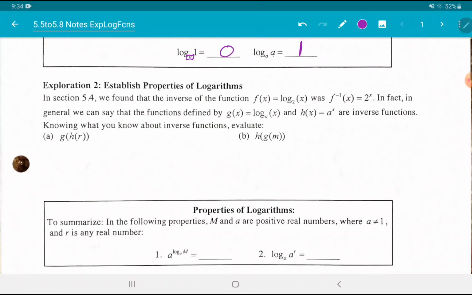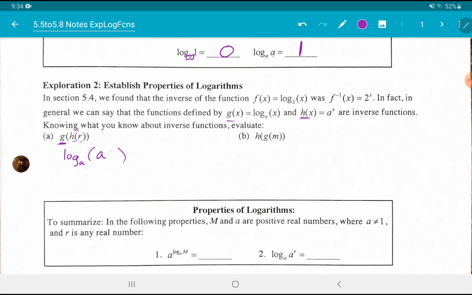Exploration 2. Let's take a look at how the inverse of a function may be combined with the original function. So in this case, we have g of h of r. Let's take a look at what g and h are. So g is log base a of x. So we're going to say g, the outside function, is log base a of whatever x is. But in this case, x is now going to be the h of r. H is a to the x.